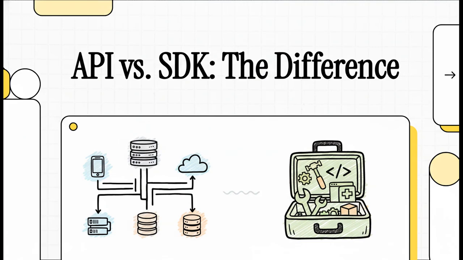So you've probably heard the terms API and SDK thrown around all the time, right? Especially in tech. But what do they actually mean? Well, they're basically two of the most important tools in modern software development. They are the invisible engines making our digital world tick. Okay, let's dive into this and finally clear up the difference once and for all.